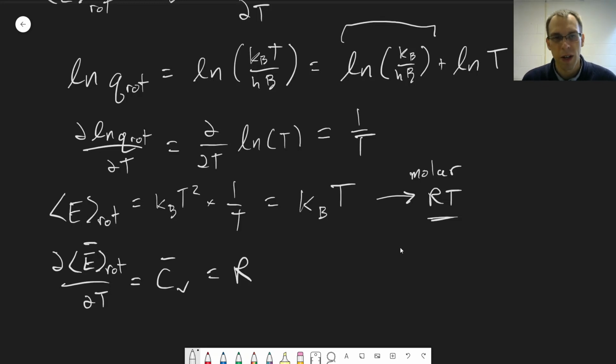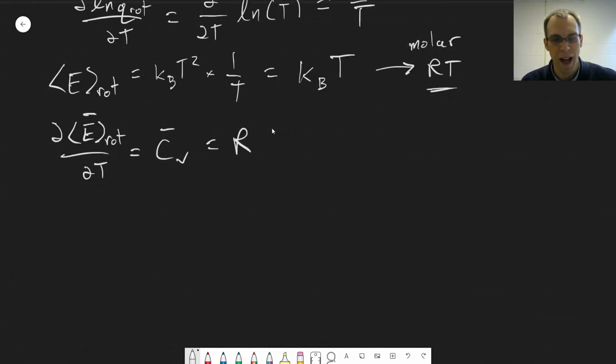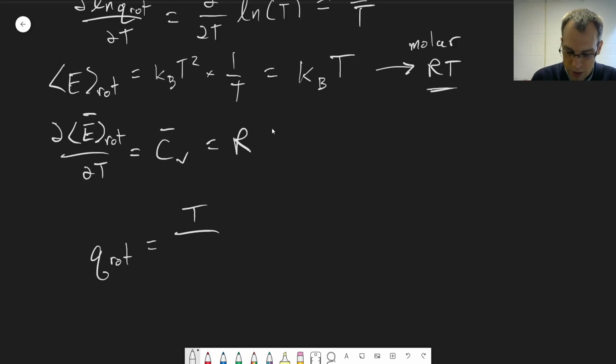Now there's one final wrinkle that I just want to make sure to mention with the rotational partition function. Everything we've derived up to this point only applies to heteronuclear diatomics. There's one extra term we need to add for homonuclear diatomics. So the more correct version, or the final version of this, is that q rotation is equal to the temperature divided by the rotational temperature, and we have to add this extra term sigma.